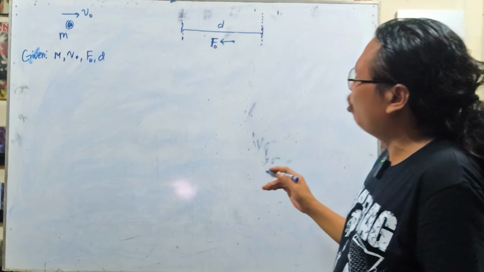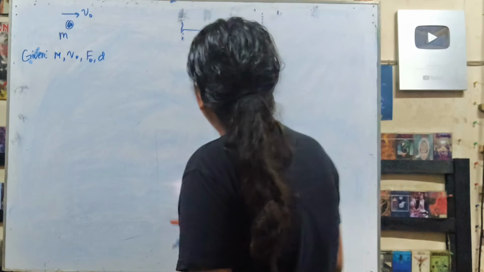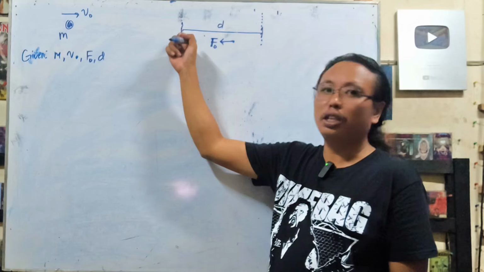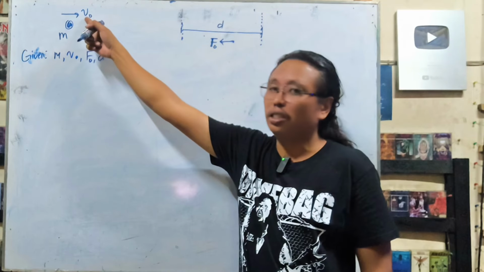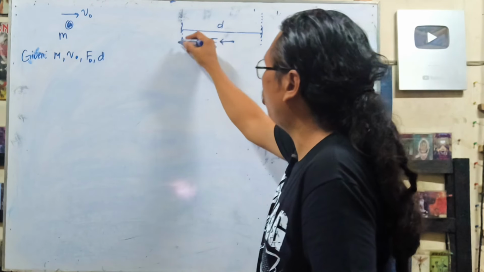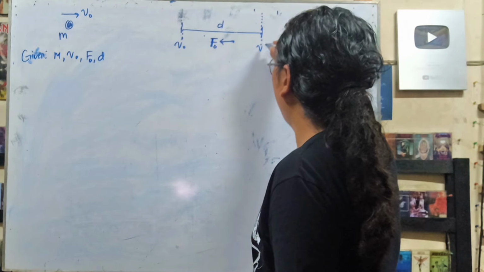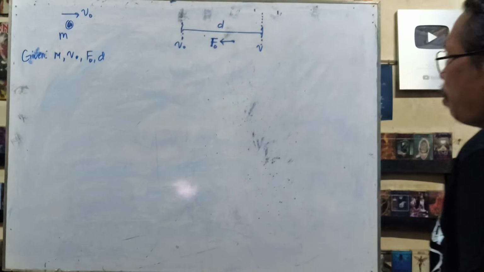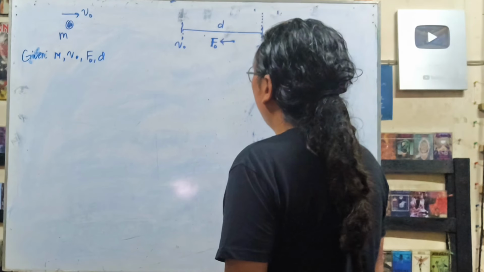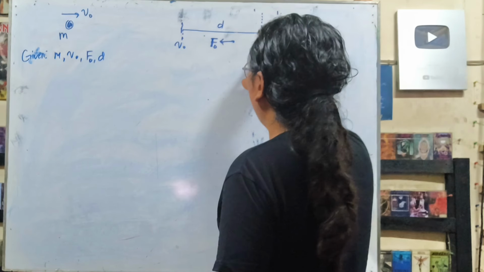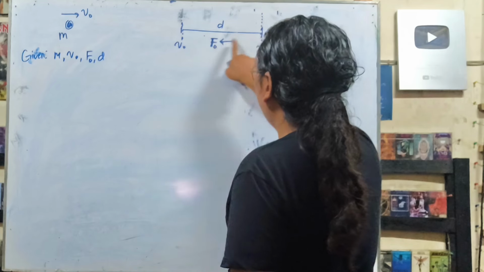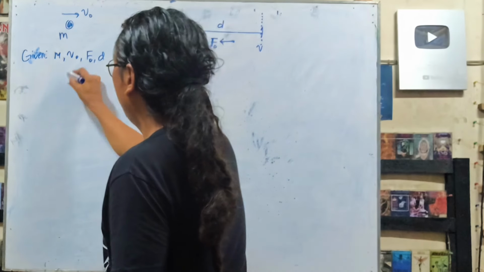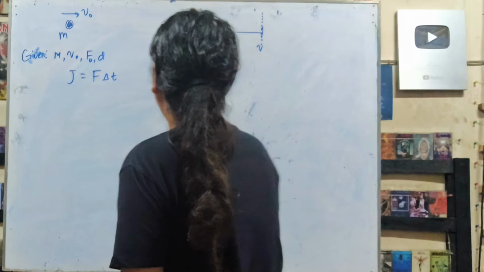First, analyze the system. What is the velocity of the particle as it gets into this region? Of course, that is just v naught. This is constant velocity, so the velocity here is v naught, but here we have v. Now, this is almost like the impulse and momentum problem, but instead of time, the force acts for a distance d. For the impulse, what's our impulse? J. J is F delta t.